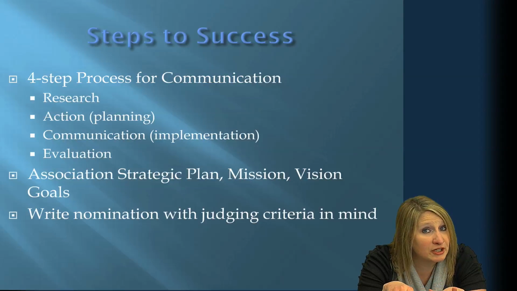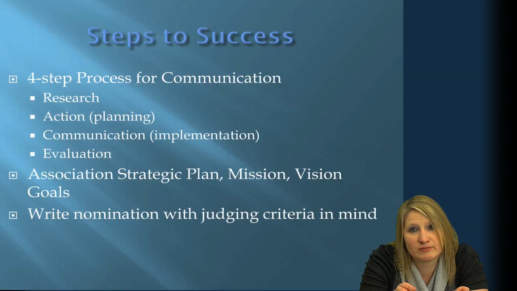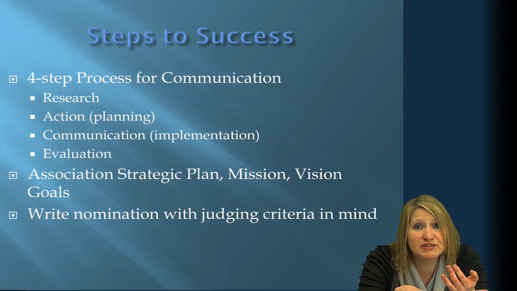If you start with this 4-step process, anything that you can do as an association can easily be converted into an award entry later. When you're looking at a Diamond Award, it's really important to look at what this means to your association. What does the project have to do with your association's strategic plan, mission, visions, and goals? How does everything fit into the process? And then obviously to write your nomination to the judging criteria.